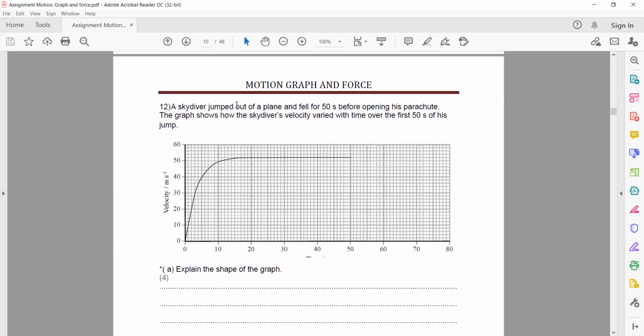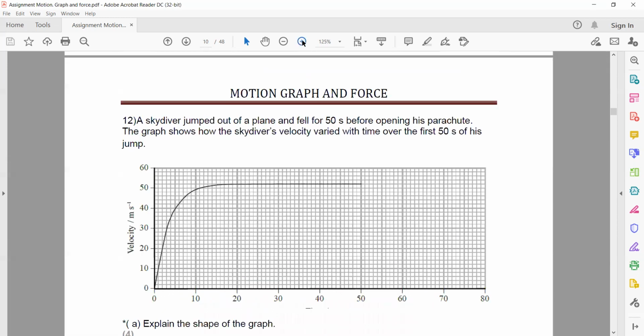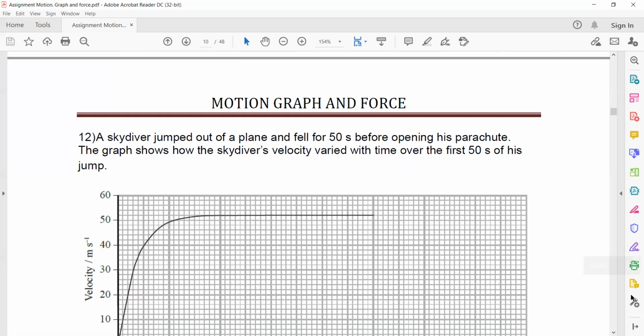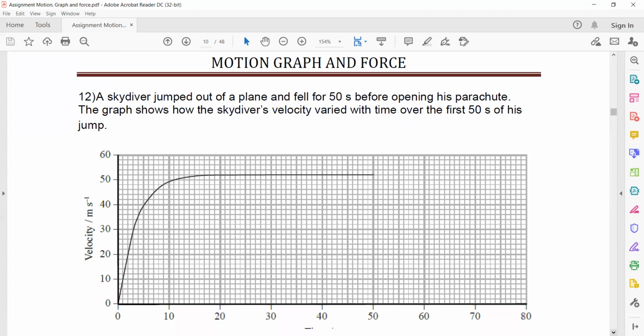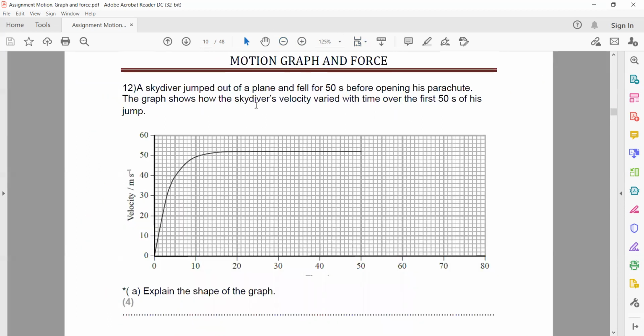So in question 12, a skydiver jumped down from a plane and fell for 50 seconds before he opened his parachute. The graph shows how the skydiver's velocity varies over the 50 seconds. Explain the shape of the graph.